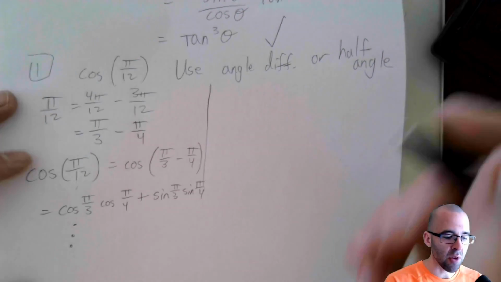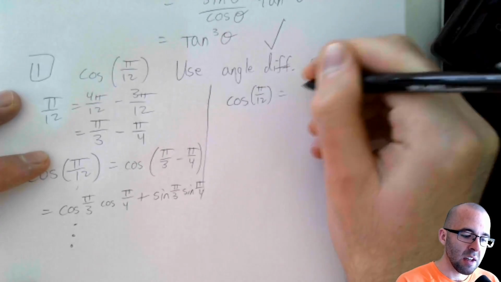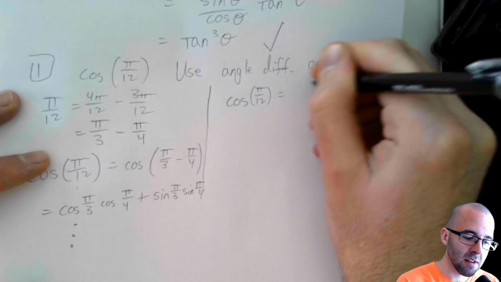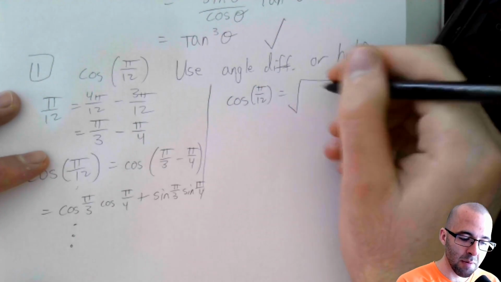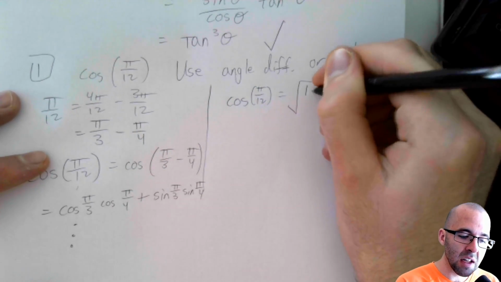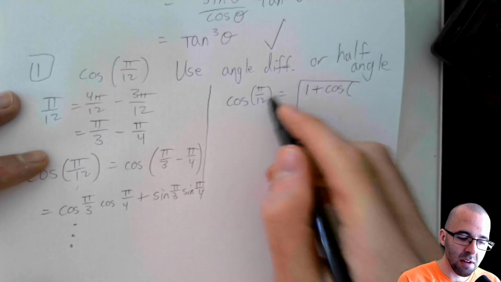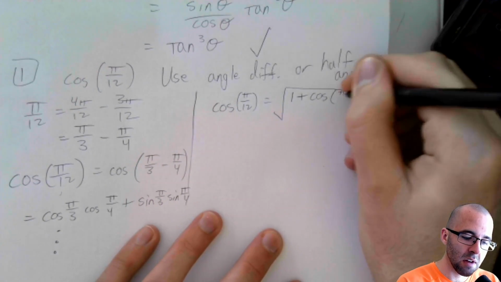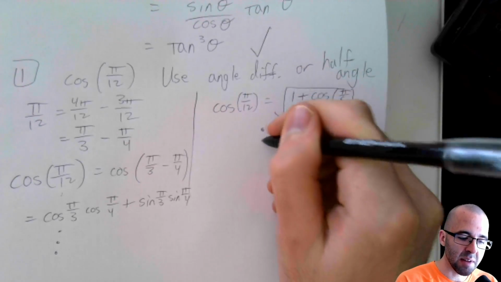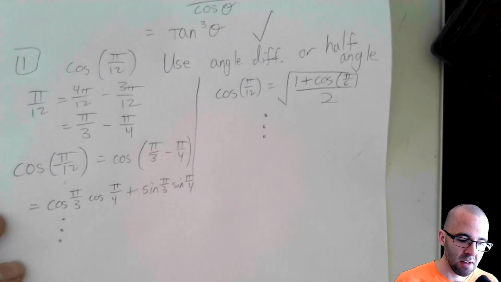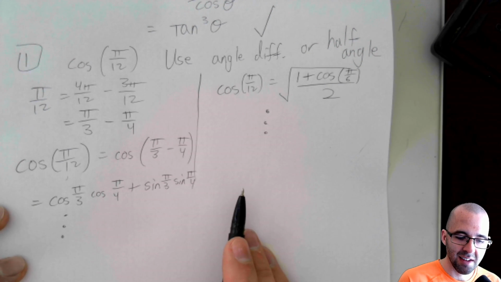If you wanted to use a half angle formula, you'd say cosine of pi over 12 is plus or minus, and we use plus here because we're in the first quadrant, the square root of 1 plus cosine of double the angle. What's double this angle? Pi over 6, divided by 2. And again, you could simplify this as well. So these are very different methods, but you'll get to the same answer.